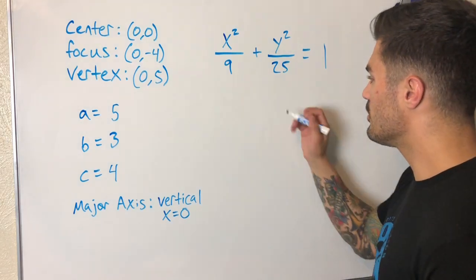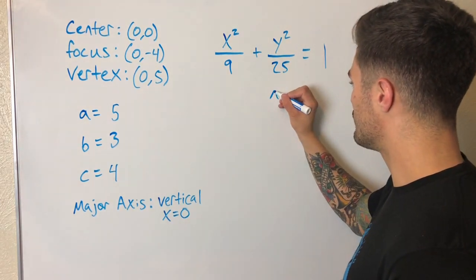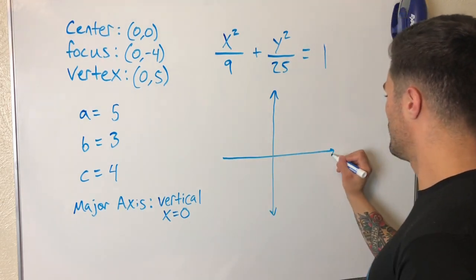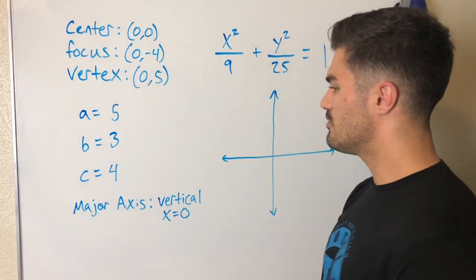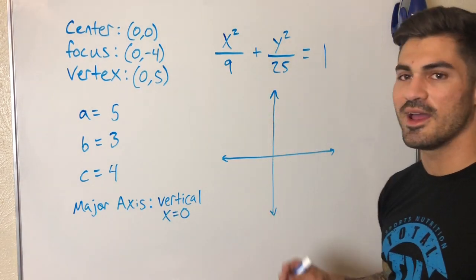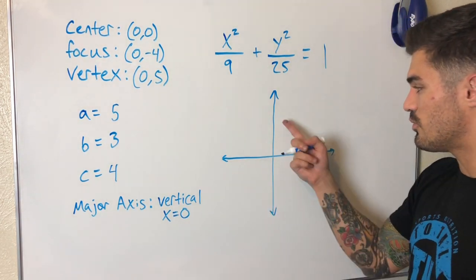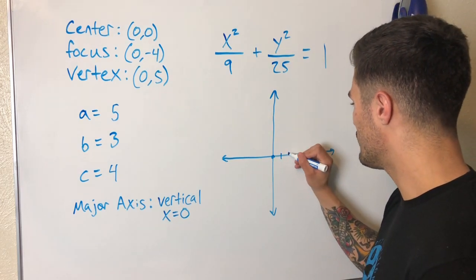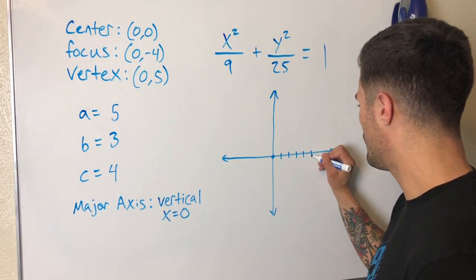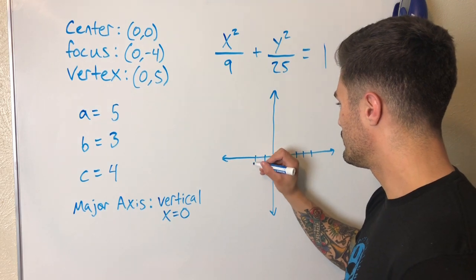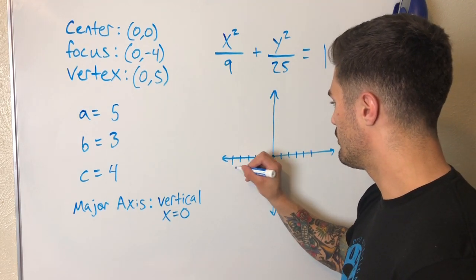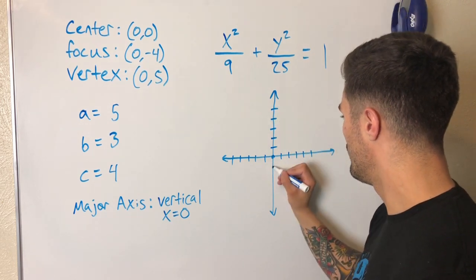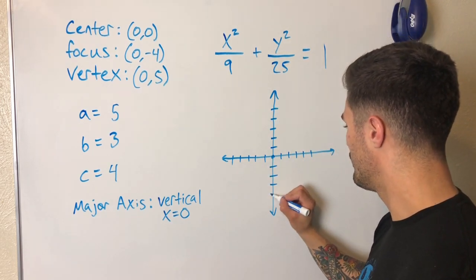So now we can go ahead and graph. This is actually fairly simple to graph as well. This is my y-axis, my x-axis, and again, my major axis is the y-axis. The line x equals 0 is the y-axis, so this actually makes it easy for me. I'm going to draw some tick marks here: 1, 2, 3, 4, and then 2, 3. And then I'm going to go up here, and I'm going to go down.